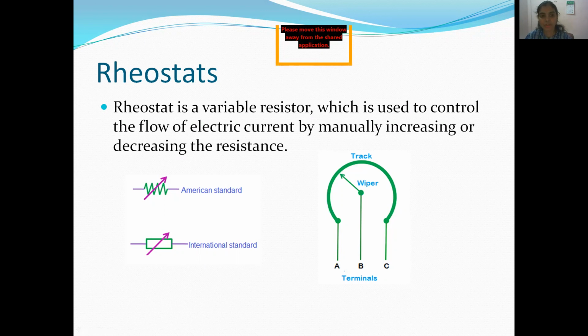The wiper that moves along the resistive element varies the resistance of the rheostat. The resistance of the rheostat changes when the slider or wiper is moved over the resistive path.